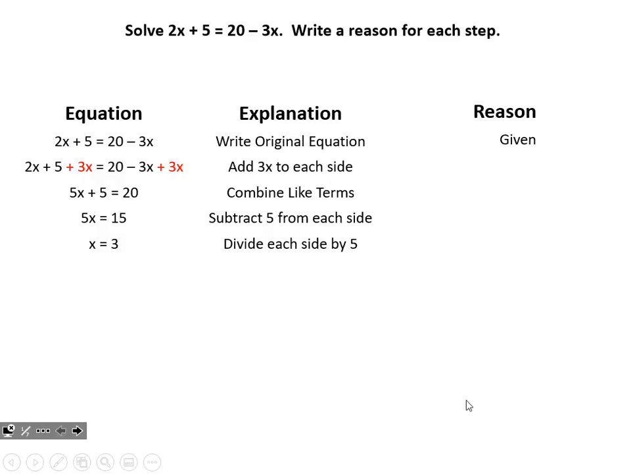So here is an example of solving an equation using an algebraic proof. It's not just showing the work of what you're doing, the opposite operations, but you need to write a reason for each step. So when you start writing your proofs, they should match this setup here. The equation, 2x plus 5 equals 20 minus 3x. We start with the original equation, and the reason is that it's given to us. You cannot write a proof without a given statement.